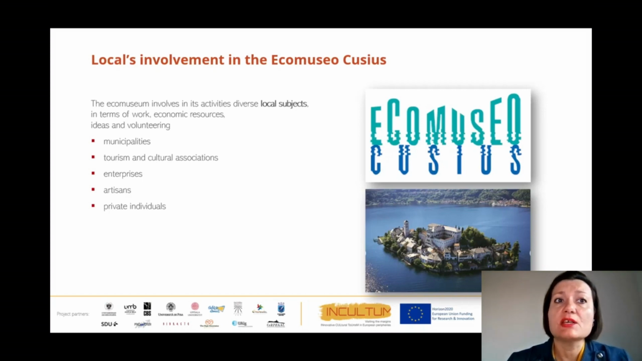Part of its success surely depends on the involvement of local subjects in all the phases of the project, which this ecomuseum realizes. These subjects are municipalities, tourism and cultural associations, but also enterprises, artisans, private individuals, and volunteers.